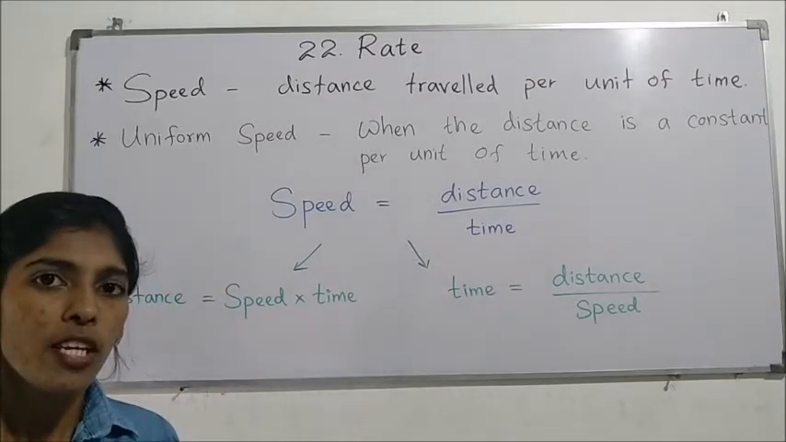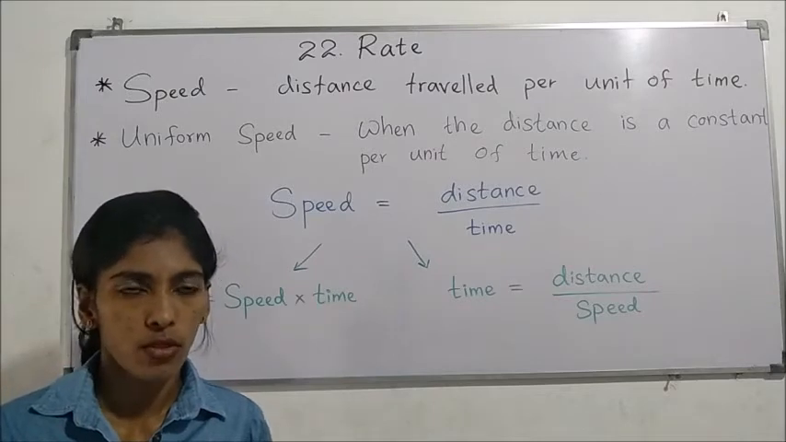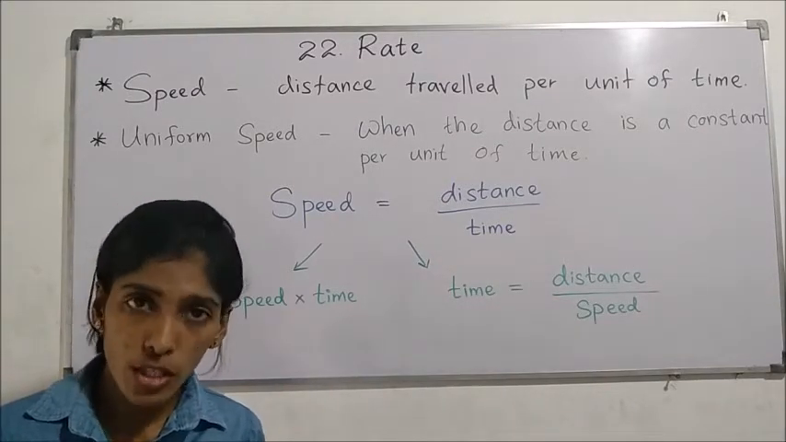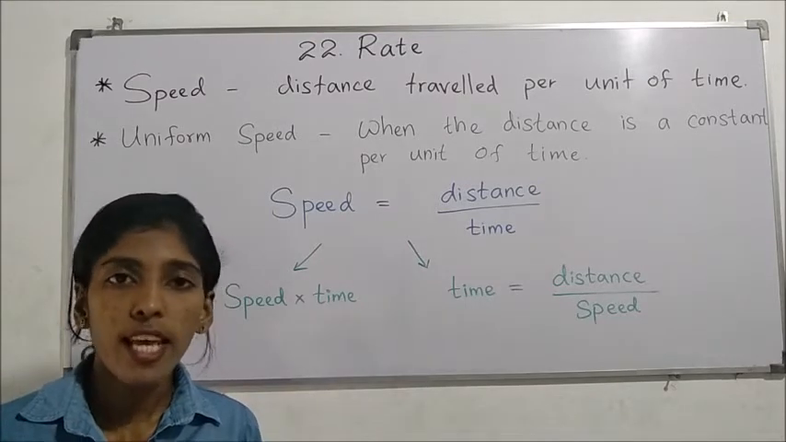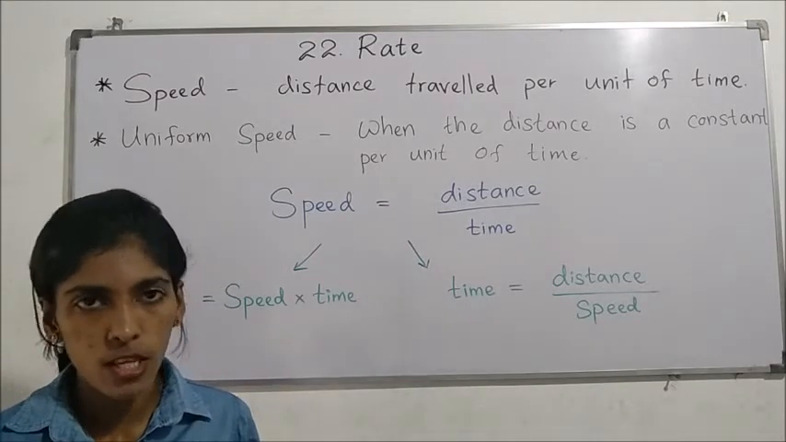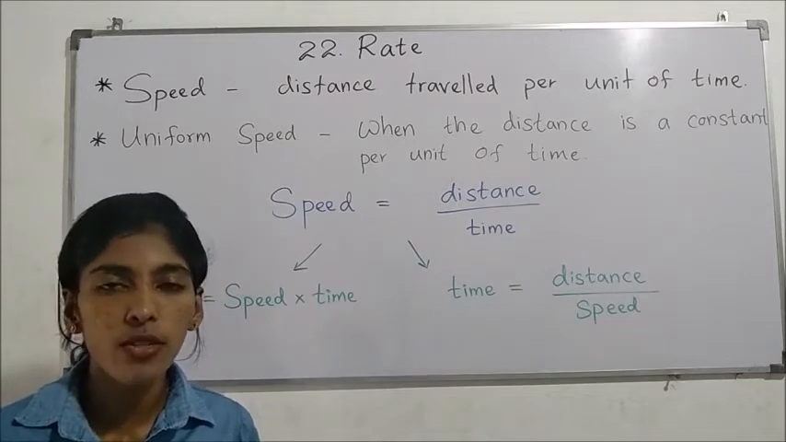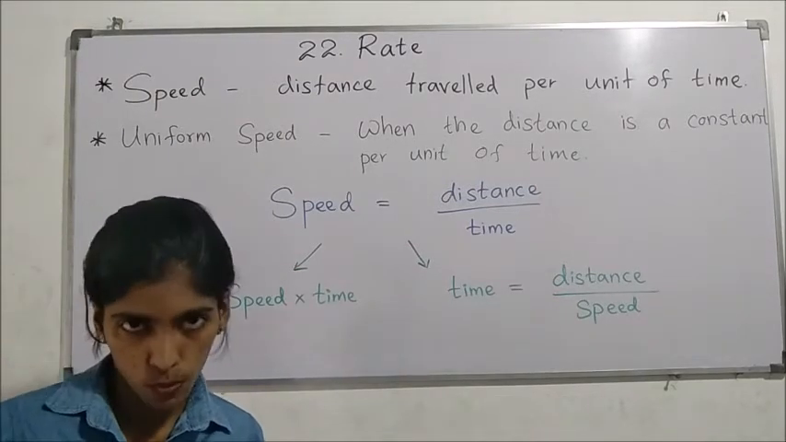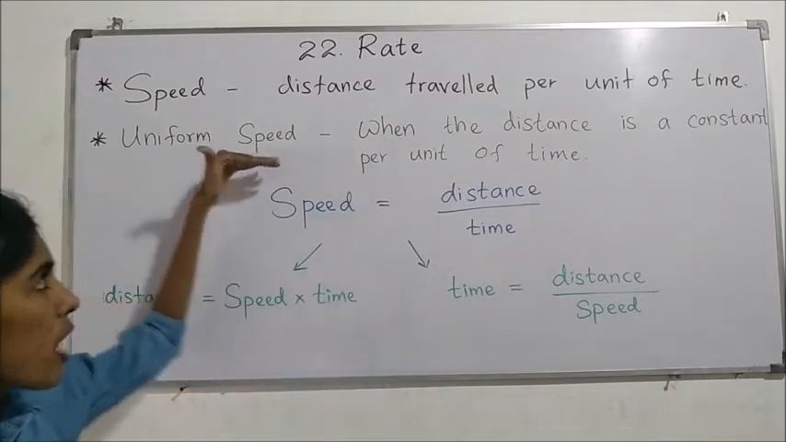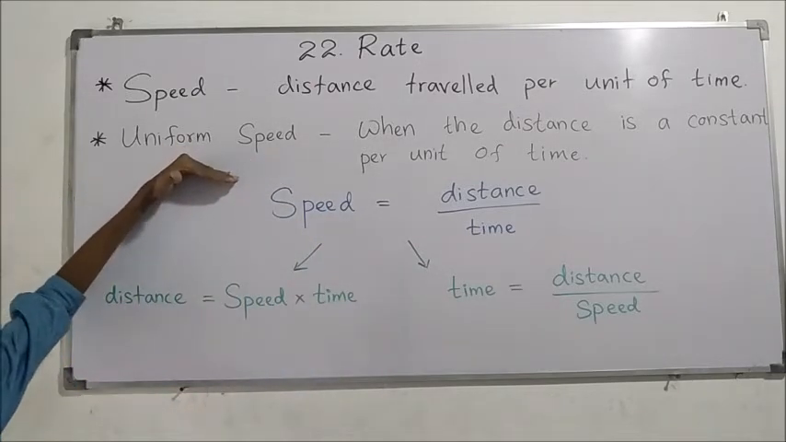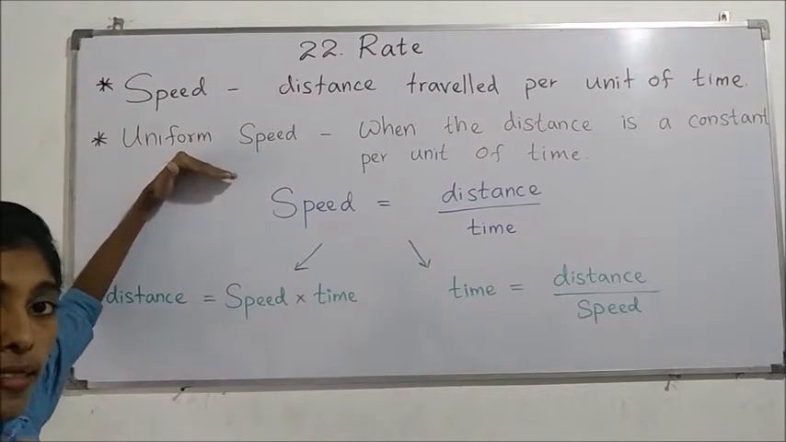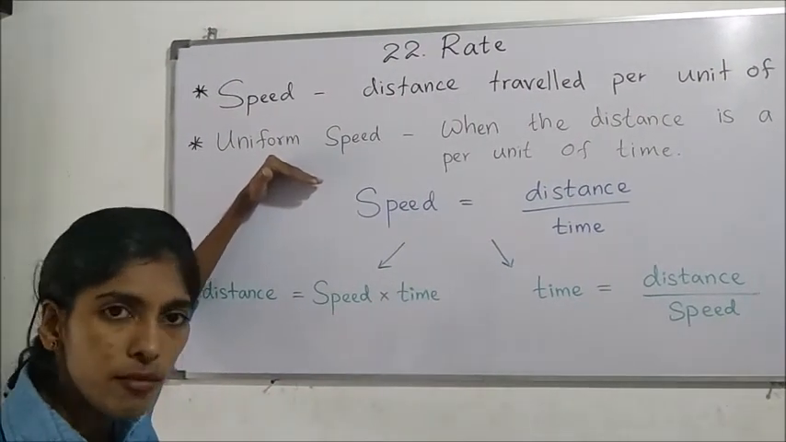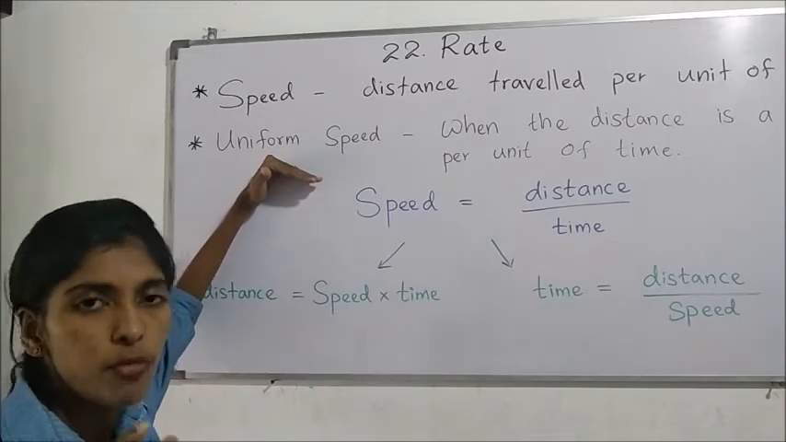But children, in reality we know that vehicles usually do not maintain the same speed. Because of different reasons, they are unable to maintain a uniform speed. But here, when we talk about uniform speed, you should know that the speed is the same. The speed is a constant at every single time unit.